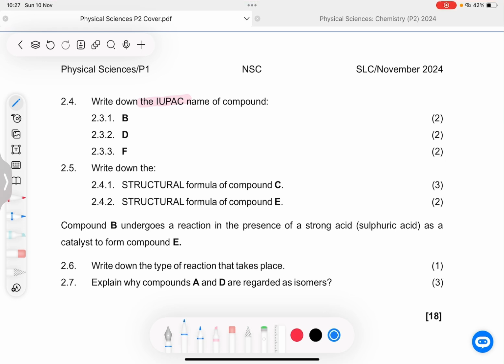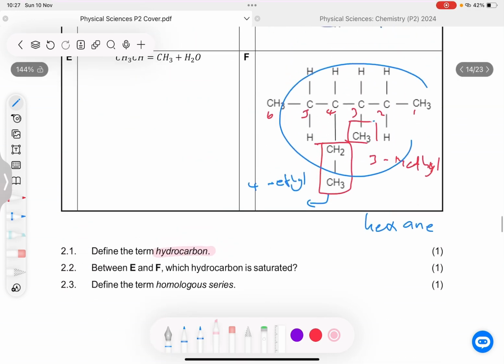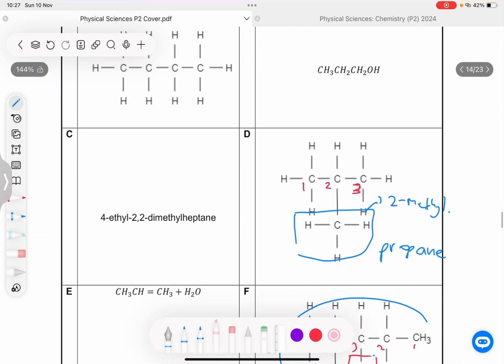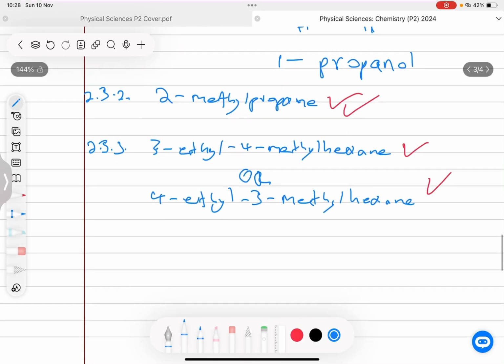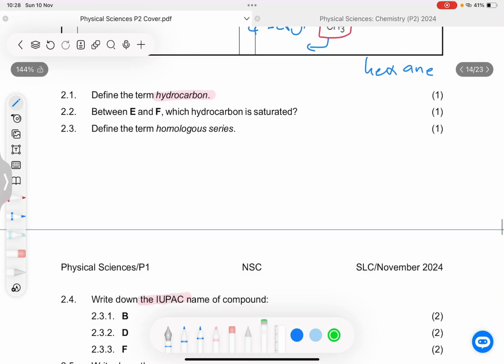Right now we're going to go to 2.5. In 2.5 they say write down the structural formula of compound C. Where is compound C? Compound C, they've given us a name here, 4 ethyl 2 dimethyl heptane. So the first thing that we'll do in order to write the structural formula is to identify the fact that our base name is a heptane, meaning we have 7 carbons. So we'll start by doing that.